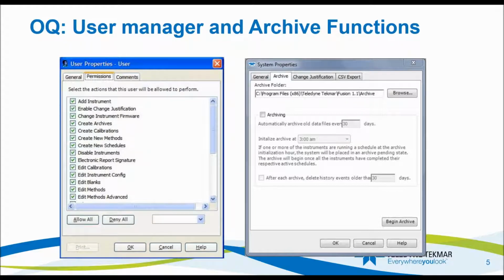Also, with the OQ part of it, you want to check and make sure that the data is archiving correctly. That's definitely part of 21 CFR 11 compliance. With the Fusion, you can have it automatically archive. As you can see here, it's not checked, but if you check this box, you can set it to do it every day or every week or whatever you want, and you can have it go to any network drive you want to.